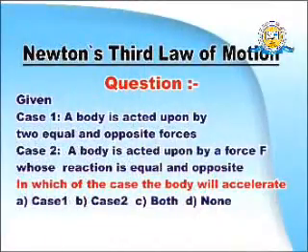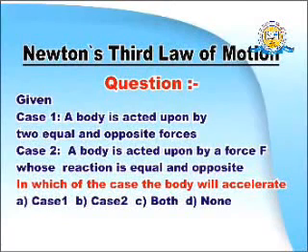Now please see the second question. Case 1: two equal forces are applied on a body. Let two equal forces be applied on a body. And case 2, now please see: let force F be applied on a body so that the reaction to this force is equal and opposite. Now the question arises: in the first case, two equal forces are applied in different directions, so the net force is 0.